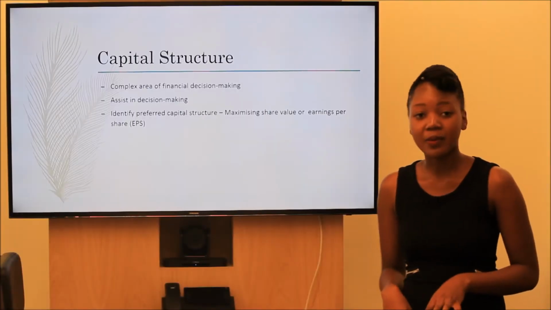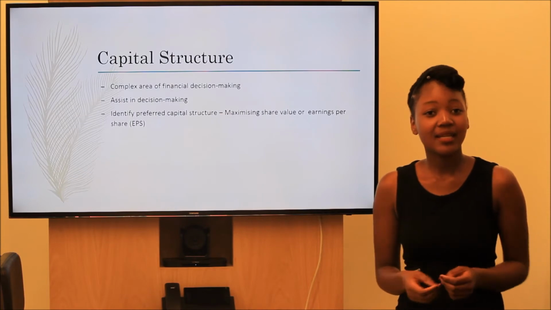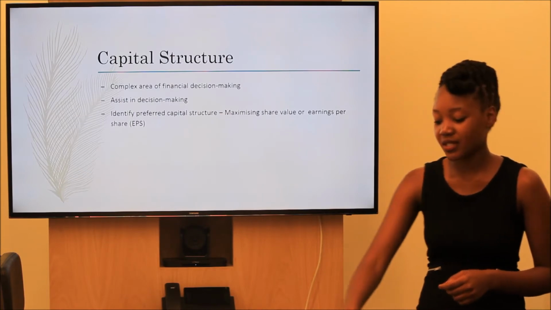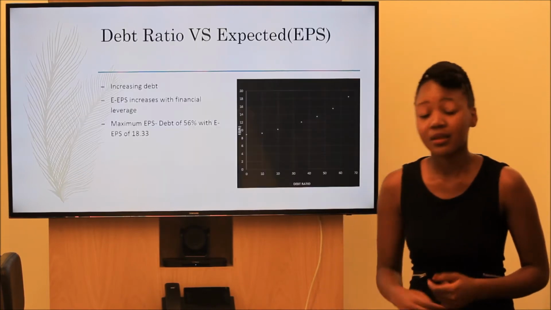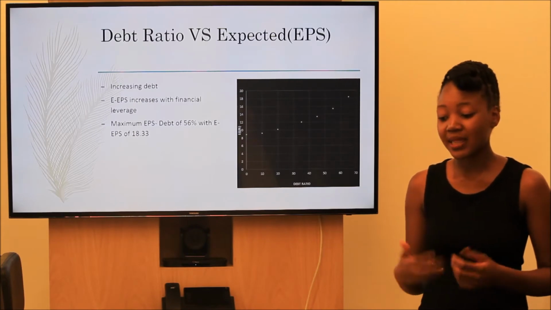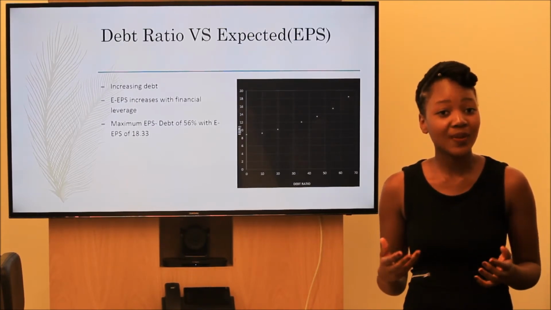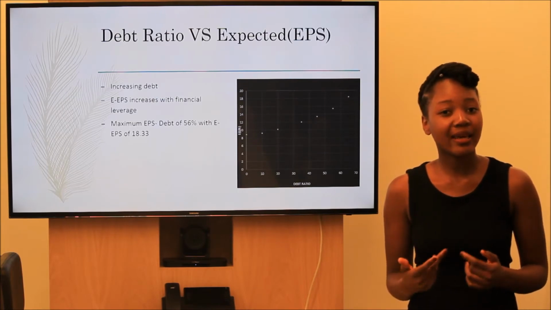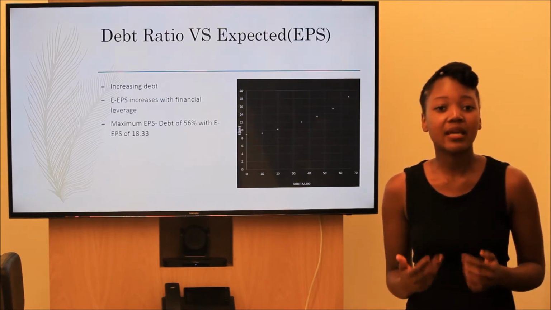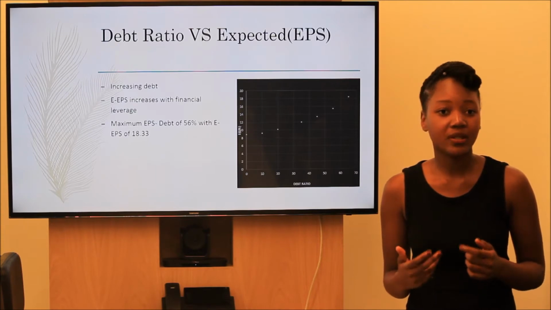Okay, so thank you, Mandy. So for a start, let's take a close look at our first graph. This graph shows the relationship between the debt ratio and the expected earnings per share. So as we can see, Anglo is experiencing increasing debt. That means they are substituting equity with debt.